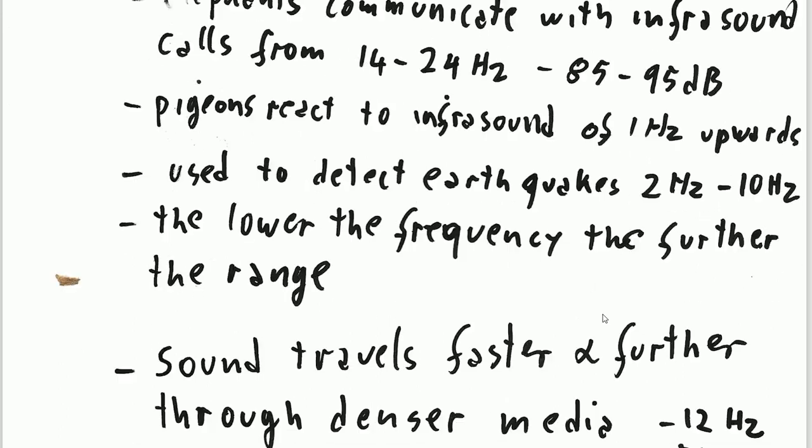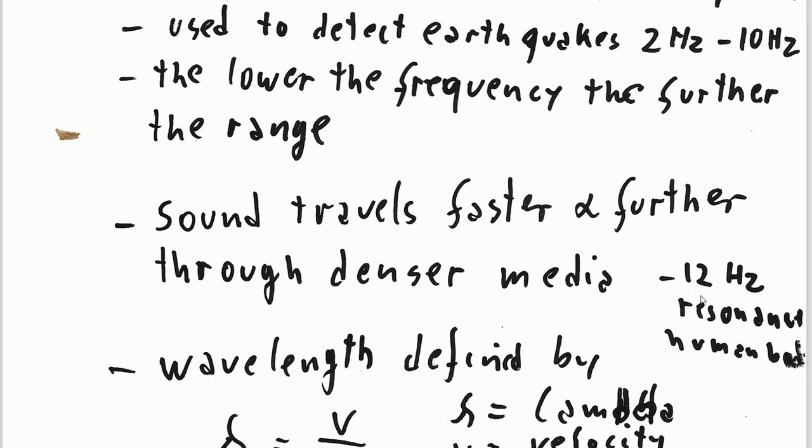Another thing as well is the lower the frequency, the further the range. One example is when somebody's playing his bass in the car, and the high notes as well, you can hear the bass from a long distance away, but you don't hear the high frequencies. Also, lower frequencies travel better through solids than higher frequencies. The next one is sound travels faster and further through denser media. I've got this note here, 12 hertz is a resonance for the human body. So again, there's something to it, there's something to look into.